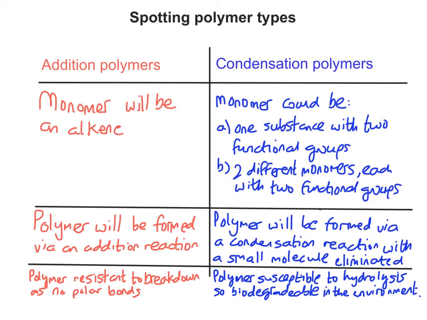So in acidic soils or alkaline soils that we find naturally, they tend to biodegrade over time, so they break down in the environment.